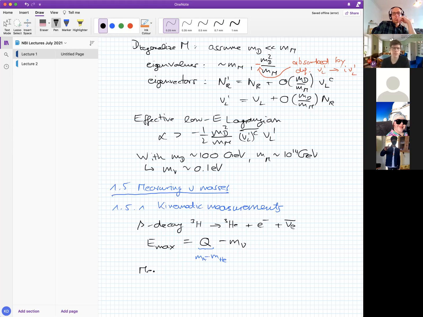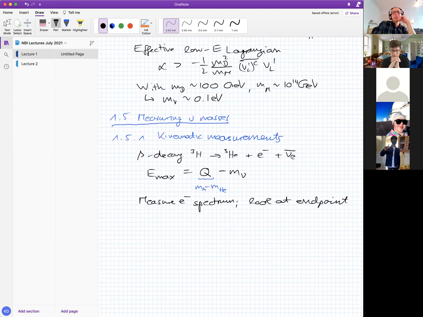So measure the electron spectrum, look at the endpoint. The problem is that the Q value is 18.6 kilo electron volt. The neutrino mass is of order 0.1 electron volts. So we need to see a tiny deviation here. And that's what makes it so challenging.